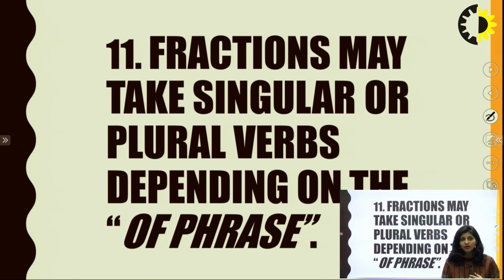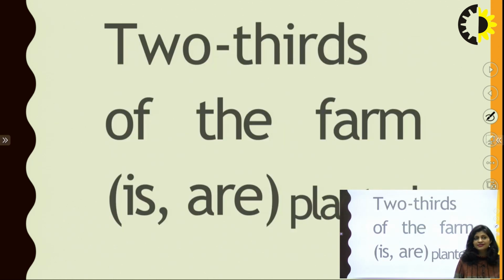Fractions may take singular or plural verbs depending on the of phrase. So it means that if we are using fractions, then you need to understand the complete sentence, in what context and what it is actually referring to. Either it is referring to a subject which is singular or to a subject which is plural. So you need to understand the type of subject being used in the sentence after reading the sentence completely. 2/3 of the farm is or are planted.